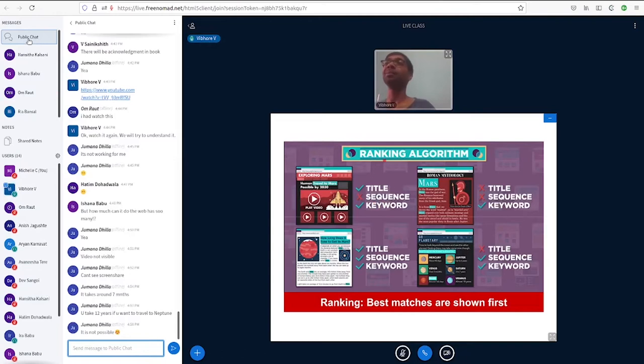One algorithm that every search engine uses is to look at this order of title, sequence, keyword. Does your search query exist on the title page? Does it come in the same order that you have typed in? And do the keywords exist? So that's just one example.